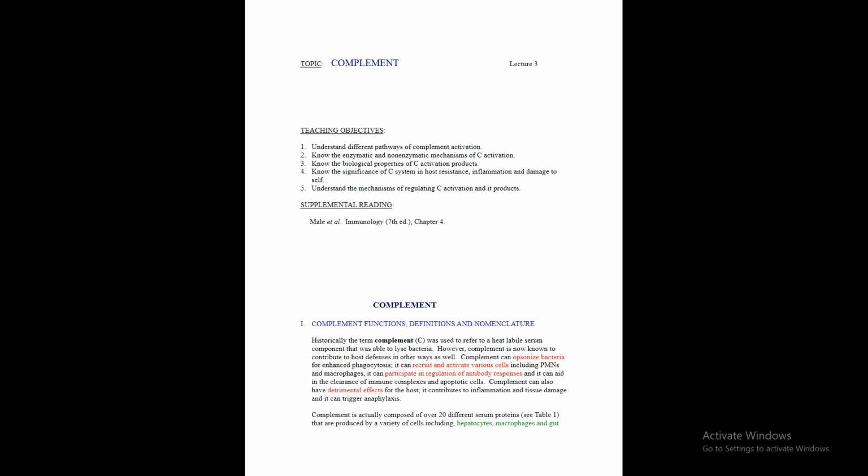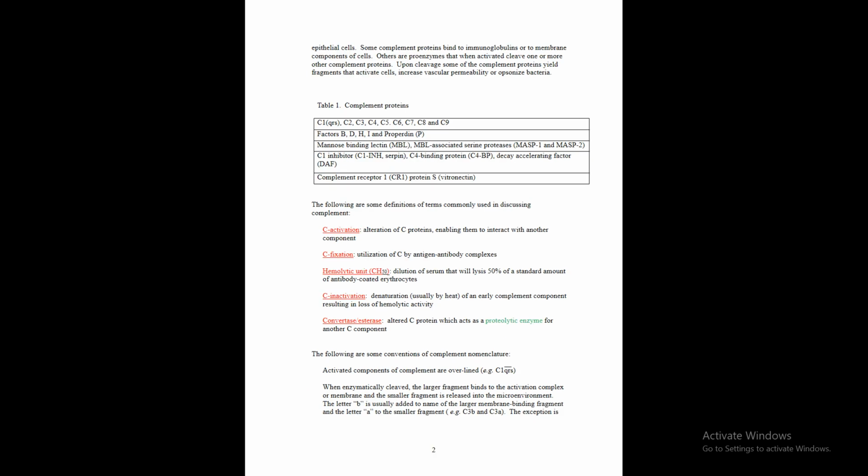Complement is actually composed of over 20 different serum proteins that are produced by a variety of cells, including hepatocytes, macrophages, and gut epithelial cells. Some complement proteins bind to immunoglobulin or to membrane components of the cells. Others are proenzymes that, when activated, cleave one or more of the complement proteins. Upon cleavage, some of the complement proteins yield a fragment that activates cells, increases permeability, or opsonizes bacteria.